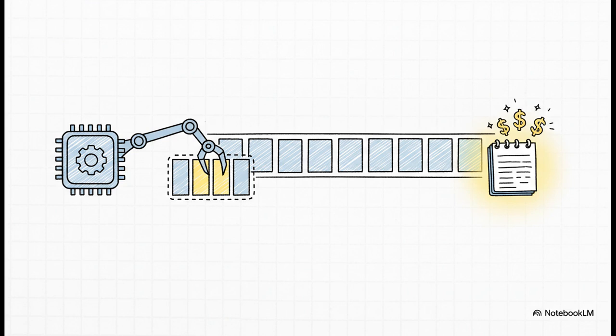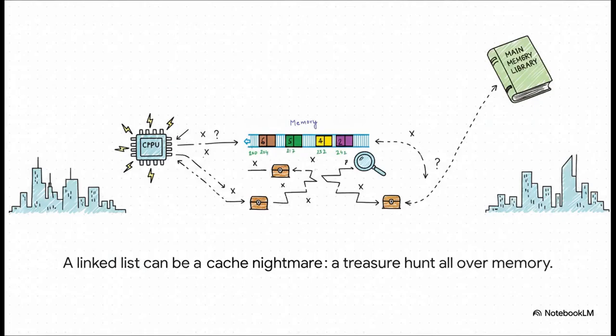It's smart. It grabs the entire neighborhood of data around it and sticks it on that super fast notepad, assuming it's going to need it soon. For an array, this is a total jackpot. The CPU asks for the first element, and it gets the next 10 or 20 for free, already sitting in its ultra-fast cache. But for a linked list, this is an absolute nightmare scenario.